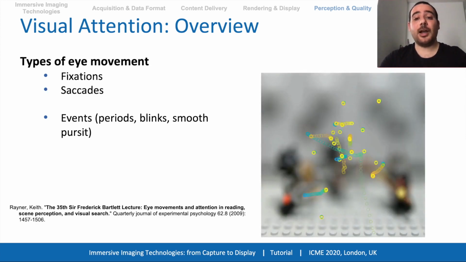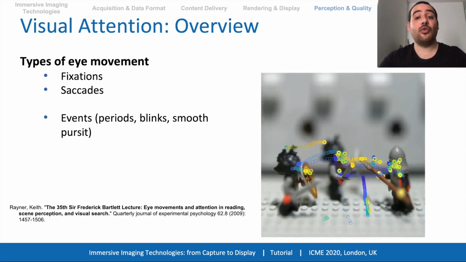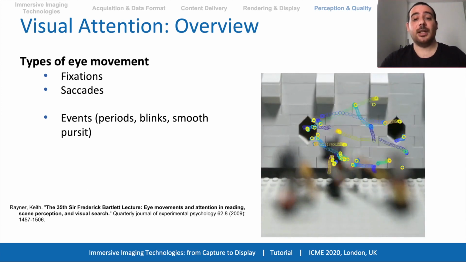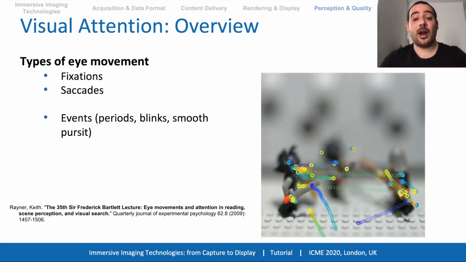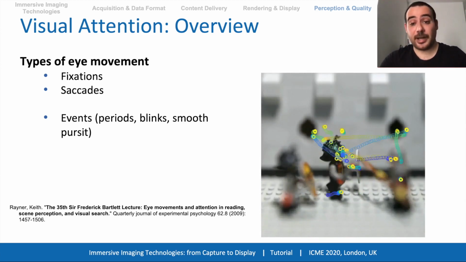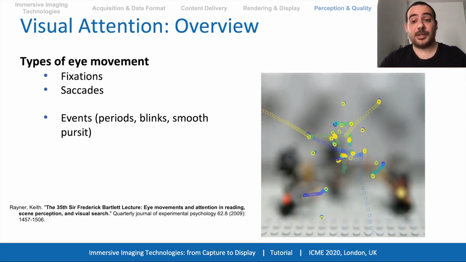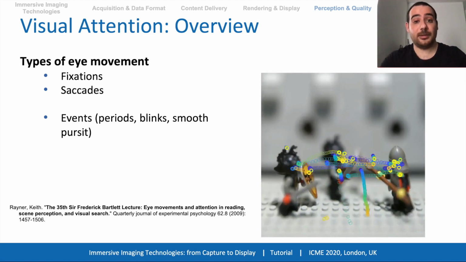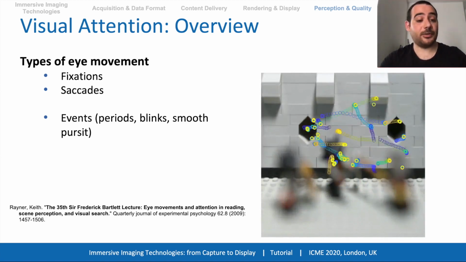In collected eye tracking data, we can observe two main eye movements, fixations and saccades. These are also events in the sense that they are periods of fixations and saccades. There are also other events such as blinks or smooth pursuit. If you are interested, I suggest checking the reference on the slide.